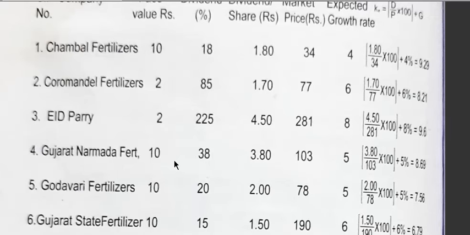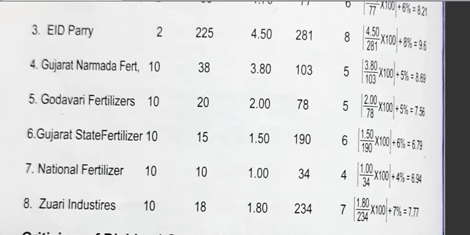Like that, Gujarat Narmada, 10 rupees face value, 38%. So 10 into 38% is 3.80. 3.80 divided by 103 into 100 plus 5%, you will get 8.69. Godavari Fertilizers, face value 10 rupees, dividend percentage 20, 10 into 20% is 2 rupees. 2 divided by 78 into 100 plus 5%, you will get 7.56. Gujarat State Fertilizers, 10 into 15% is 1.50, and market price 190. 1.50 divided by 190 into 100 plus 6%, you will get 6.79%.